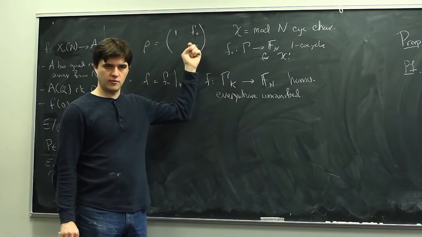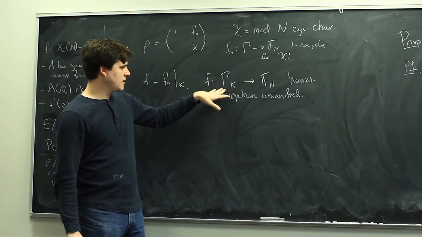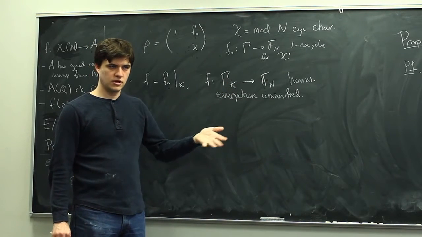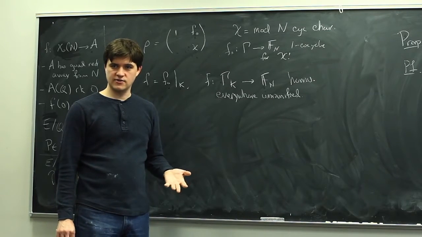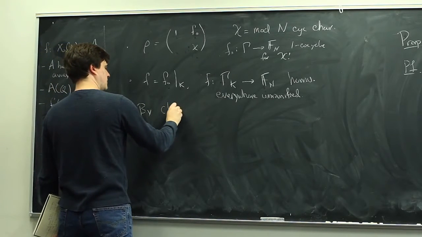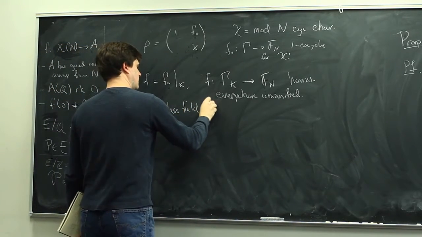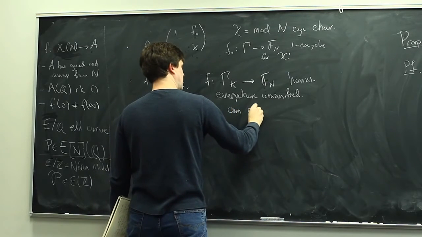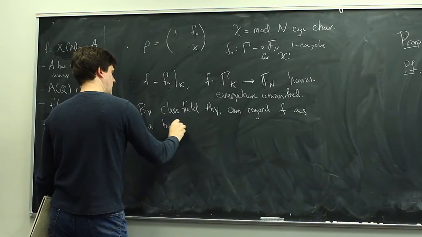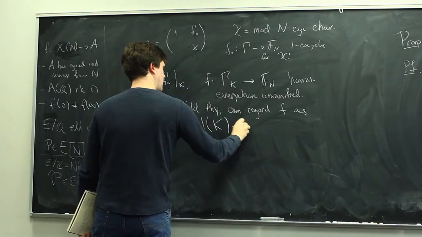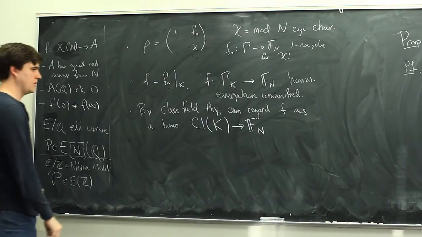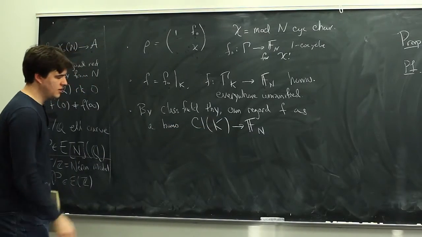homomorphism, just by the form of rho. So it factors through the abelianization of Gamma_K, and even the quotient, of course, it's everywhere unramified. By global class field theory, that's the class group of K. So we can regard f as a homomorphism from the class group of K to F_n. And so it actually factors through the quotient of the class group by n.